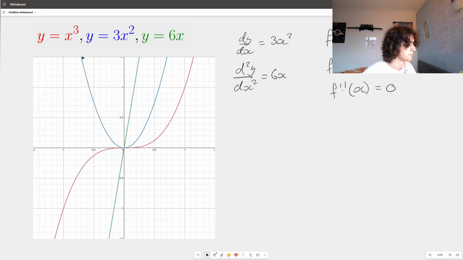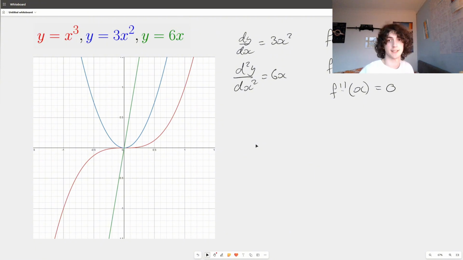We can see that as the blue curve comes from positive with a negative gradient, the gradient is slowly increasing at a linear rate until it reaches 0. And we can see that reflected in the green line. The green line starts negative and it increases at a linear rate before it reaches 0. And y equals 6x is 0 at the same time that the gradient of y equals 3x squared is 0. And the same goes for y equals 3x squared being 0 at the same time that x cubed's gradient is 0, since the gradient is 0 at the origin on x cubed.